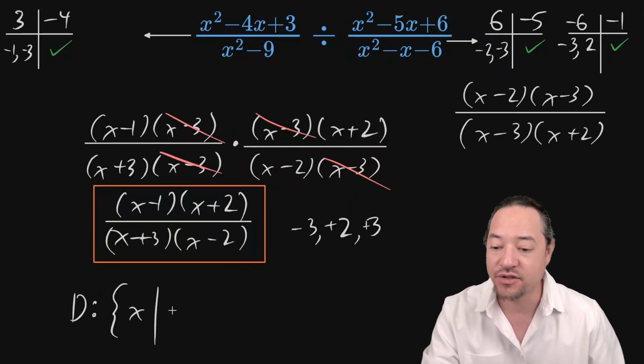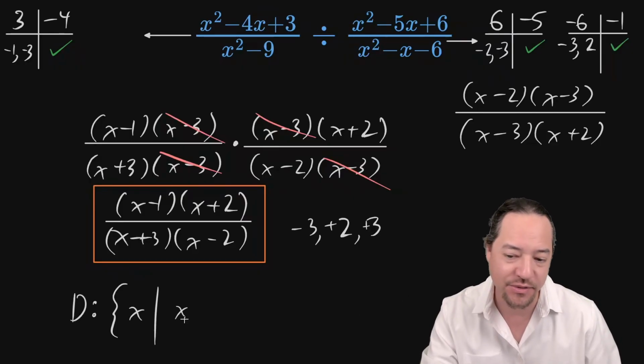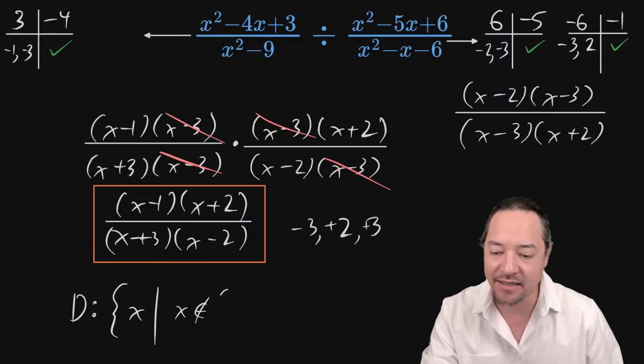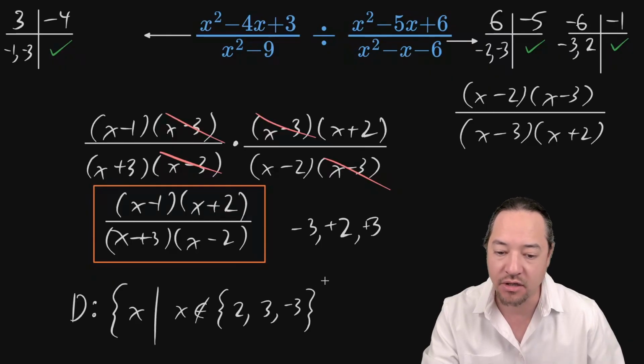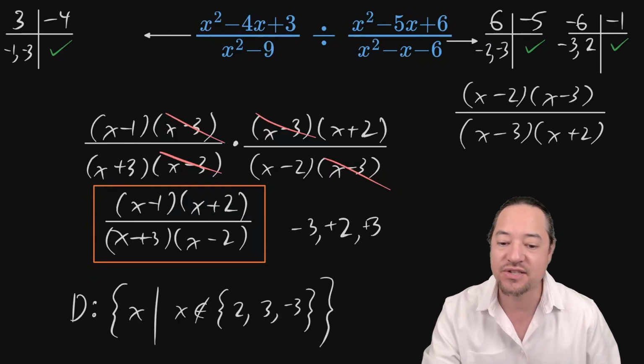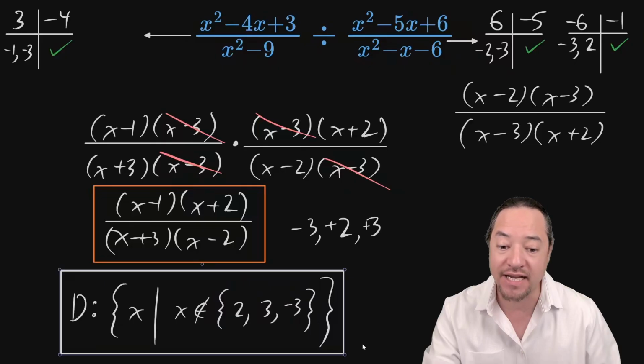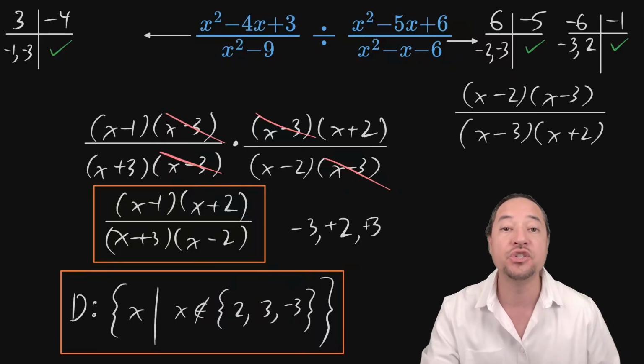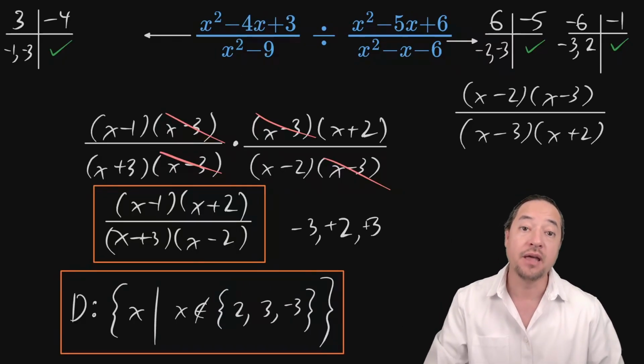So we'll just add that into our set builder notation. So we'll say the domain is any x such that x is, well, there's many ways to write this. You could just list them out. I'm going to say x is not an element of the set 2, 3, and -3, right? So that's the idea. This is going to be the domain of our rational expression here after we do this division. Okay, so there we go.